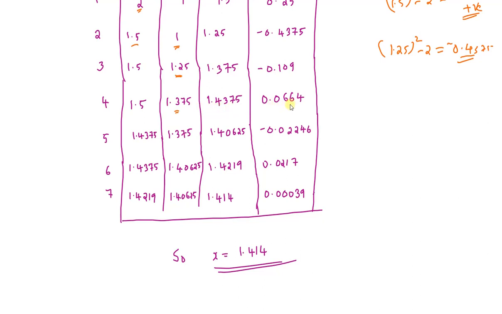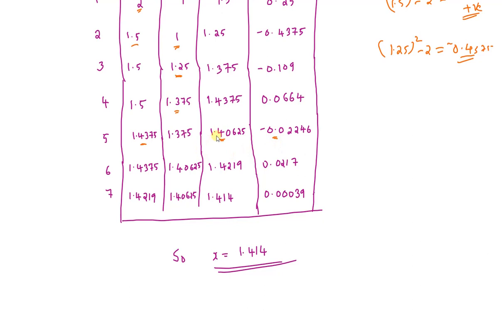When you get a positive value, you have to replace the upper limit 1.5 with 1.4375. So 1.5 is replaced with 1.4375. The lower limit is kept as it is. Take the average value, 1.40625. Substitute 1.40625 in this equation, 1.40625 all squared minus 2. So you got a negative value here.